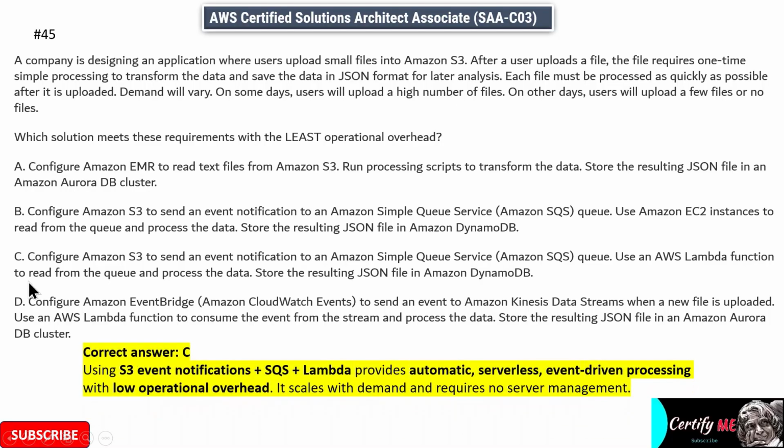Answer, option C. Configure Amazon S3 to send an event notification to an Amazon Simple Queue Service queue. Use an AWS Lambda function to read from the queue and process the data. Store the resulting JSON file in Amazon DynamoDB. Using S3 event notifications plus SQS plus Lambda provides automatic serverless event-driven processing with low operational overhead. It scales with the demand and requires no server management.